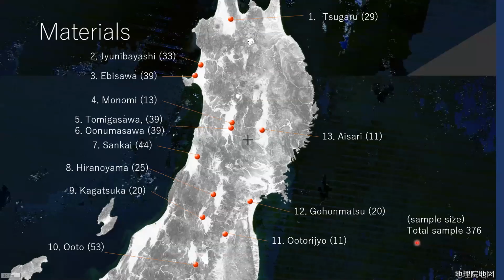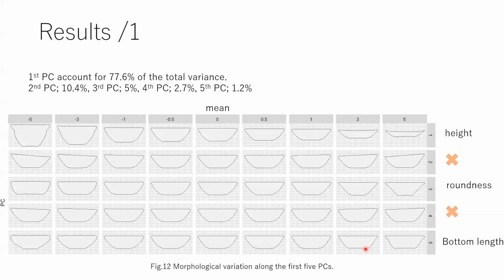Okay, materials. A total of 376 pottery shapes were sampled from 13 different sites. These sites are dated from the middle 9th to the early 10th century. PCA was performed on the coefficients for dimensional reduction. The first 5 PCs explain 96% of the total variance.